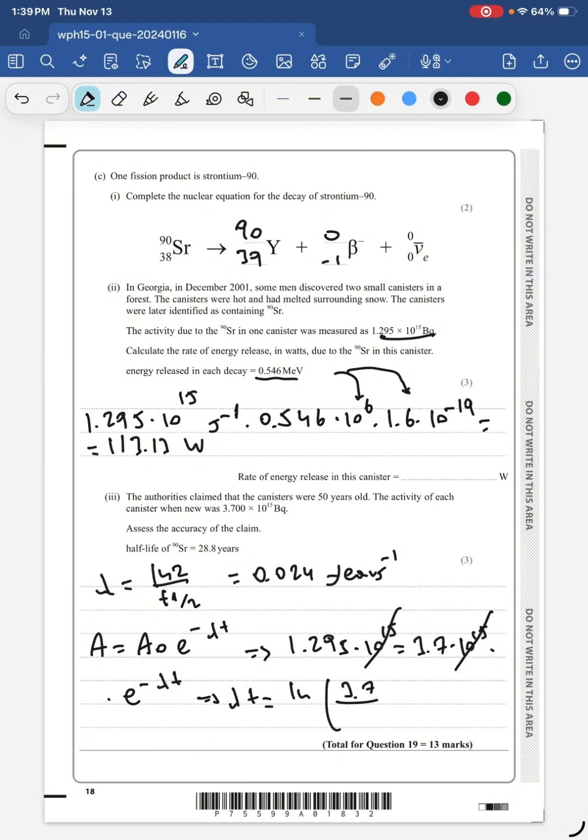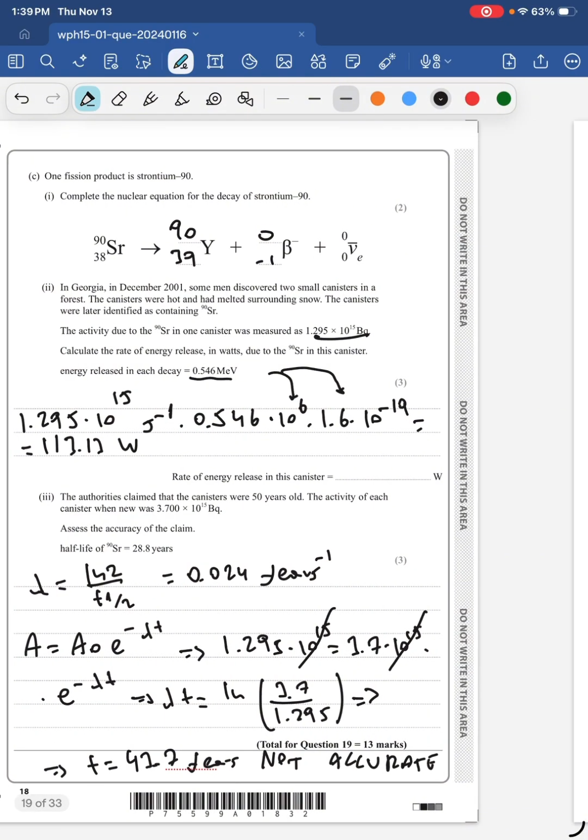So lambda t is pretty much the ln of 3.7 over 1.295, and t, if you work this out, it works to 43.7 years, which is not accurate, okay? This is a straightforward application of the radiation law. Okay.